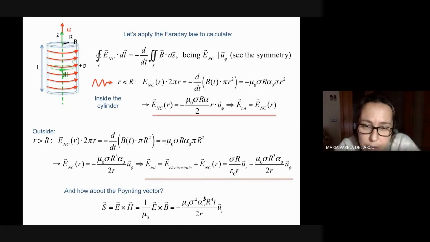So that is the value of the electric field there, and then the magnetic field, of course, is not 0, but it's all of this, mu naught sigma r capital.